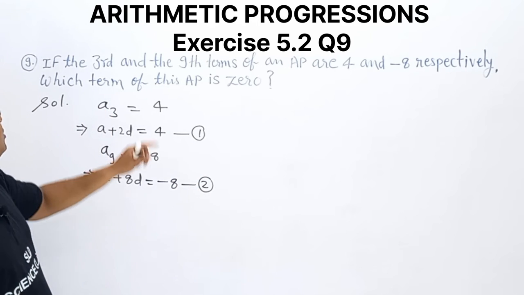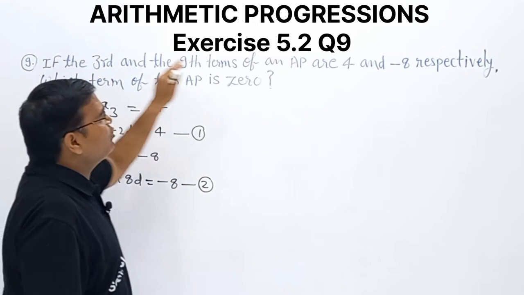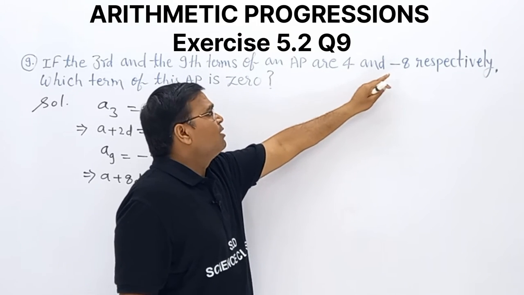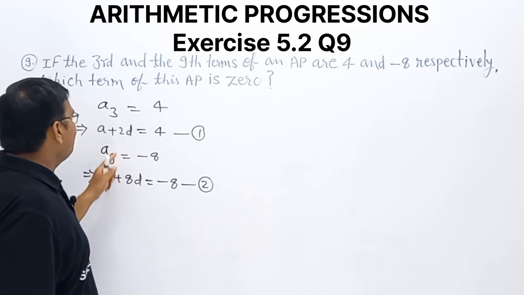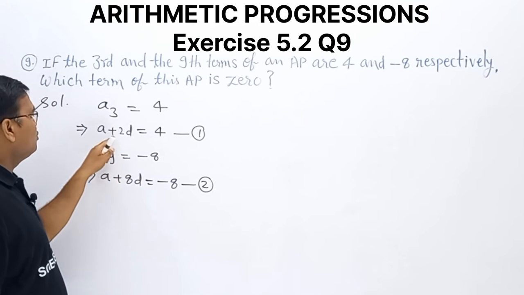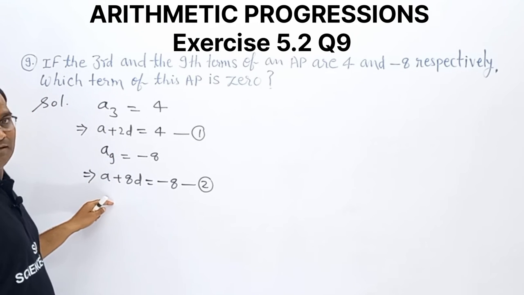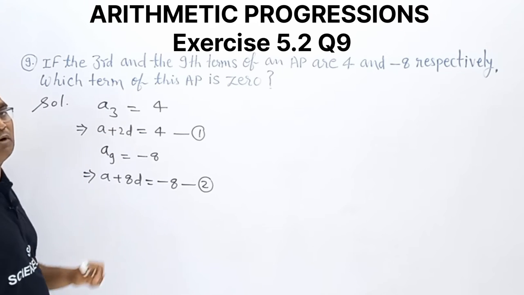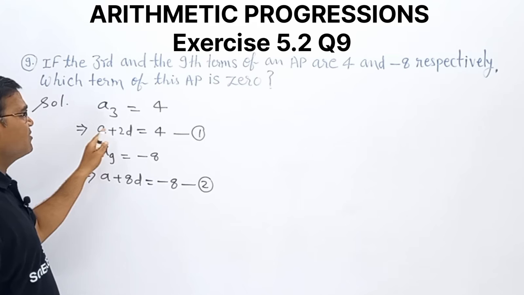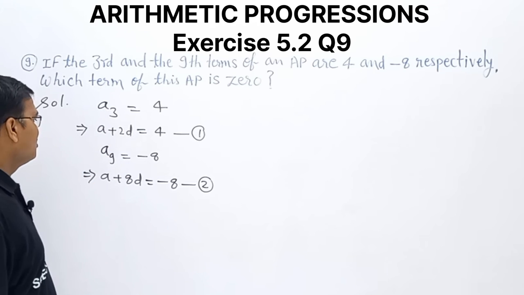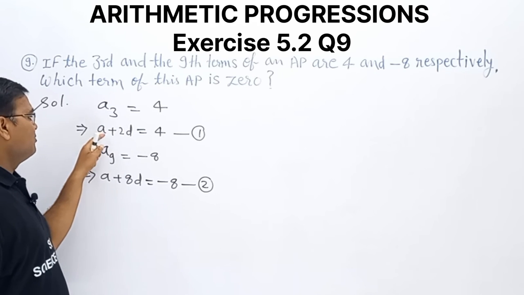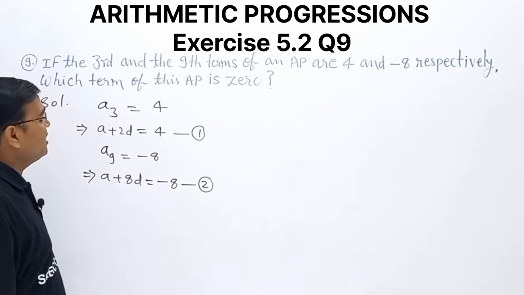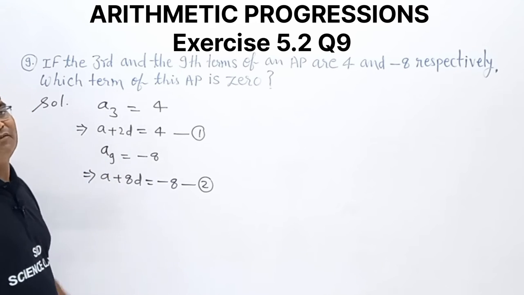Observe. From these two things, third term equal to 4 and ninth term equal to minus 8, we are getting two linear equations in two variables, a and d. A is the first term and d is the common difference. By using these equations, we can find the values of these two variables, a and d.